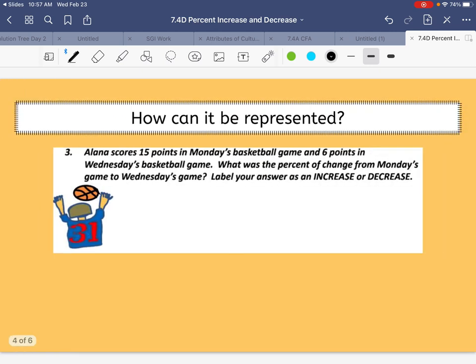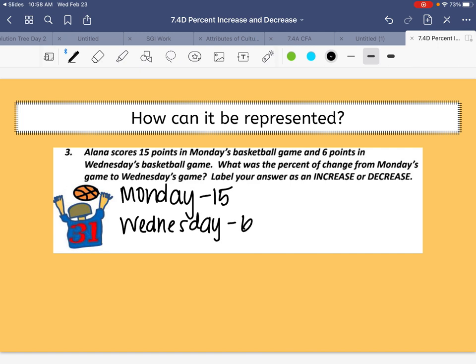For our next example, Elena scores 15 points in Monday's basketball game and 6 points in Wednesday's basketball game. What was the percent of change from Monday's game to Wednesday's game? Label your answer as an increase or a decrease. So I'm already seeing that Monday, she was at 15, and then on Wednesday, she was at 6 points. So she went from 15 to 6.